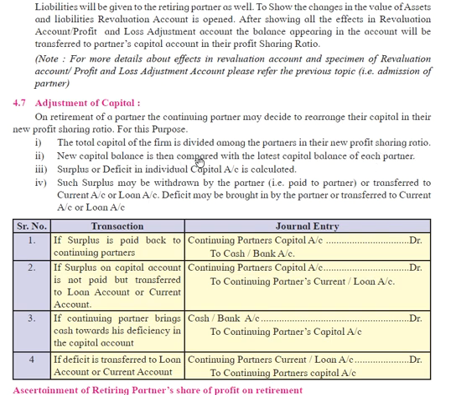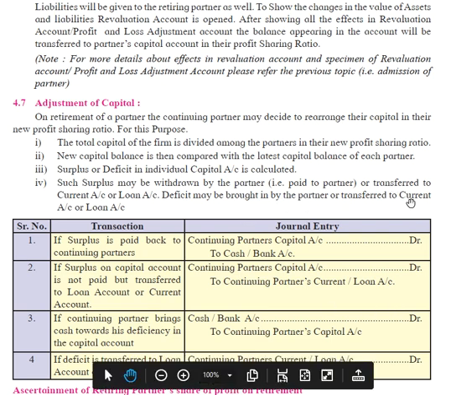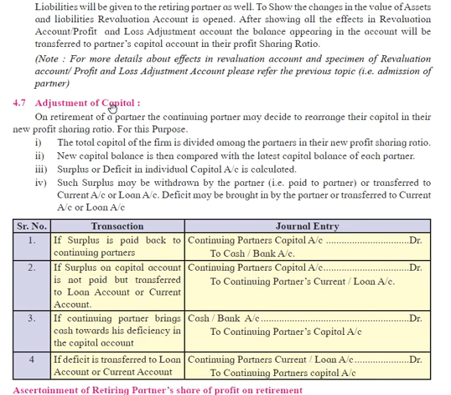The new capital balance is then compared with the latest capital balance of each partner, and the surplus or deficit in the individual capital account is calculated. Such surplus amount may be withdrawn by the partner, that is, paid to the partner, or transferred to the current account or loan account. So this surplus will be transferred to the retired partner's current account or loan account. A deficit may be brought in by the partner or transferred to his current account or loan account. So this is the adjustment of capital.